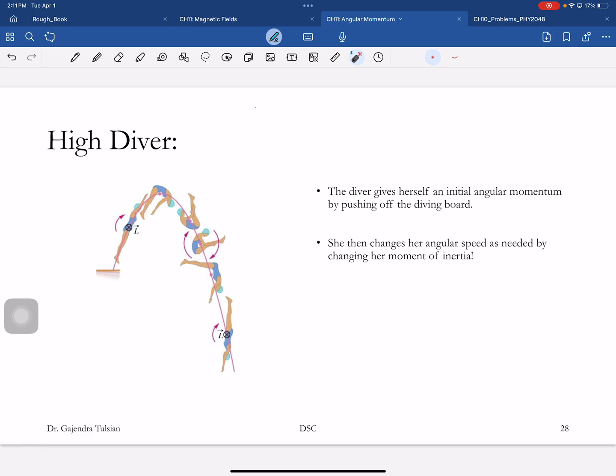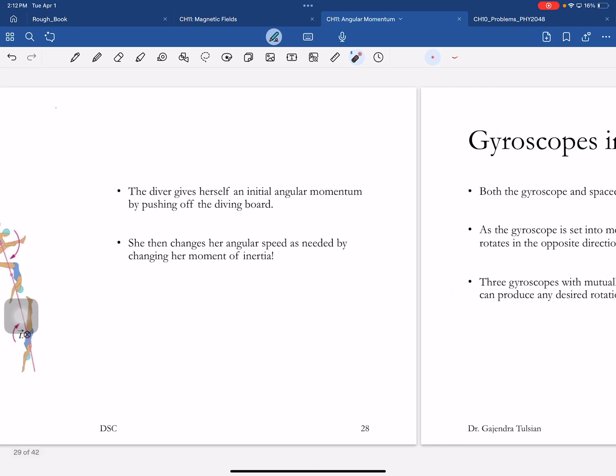These divers do the same thing. When you jump off, you give yourself a little angular momentum. If you want to make 3 spins before you hit water, you scrunch yourself, decrease your moment of inertia, spin faster, and hit the water. If you only want to spin twice, you don't scrunch yourself as much. Your angular velocity is not that great, and you take 2 spins before you hit water.